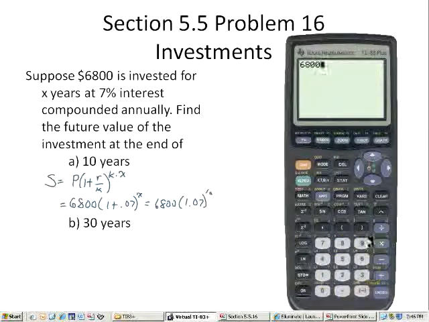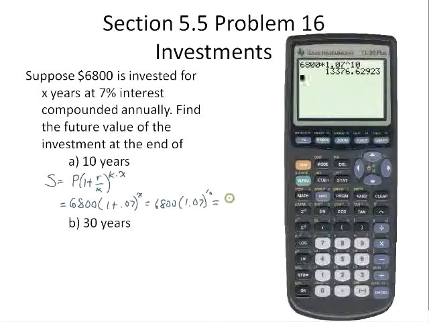We're going to have 6,800 times 1.07, raised to the 10th power. And the answer is approximately $13,376. My textbook has a different answer. That's because I have a different number. The actual problem is supposed to be 6,400, but I'm going to just stick with my 6,800. So the answer that I'm getting for this problem is $13,376 and about 63 cents. In other words, it hasn't quite doubled in value.